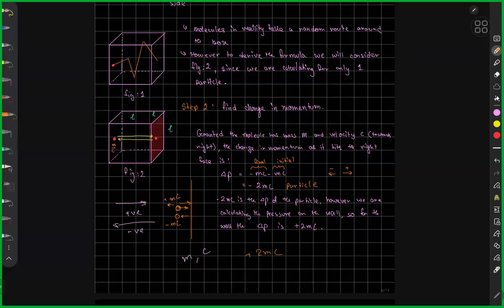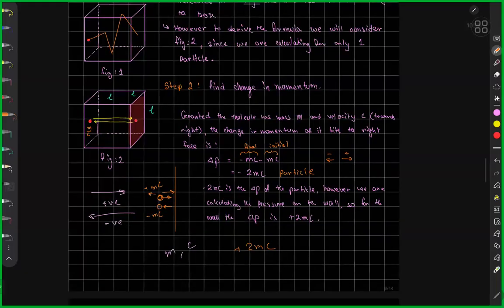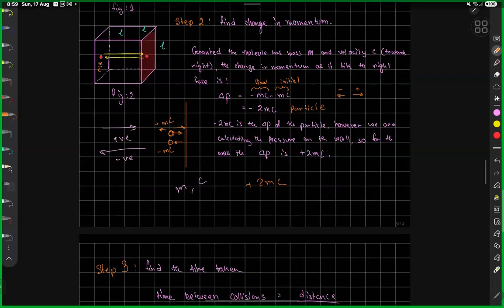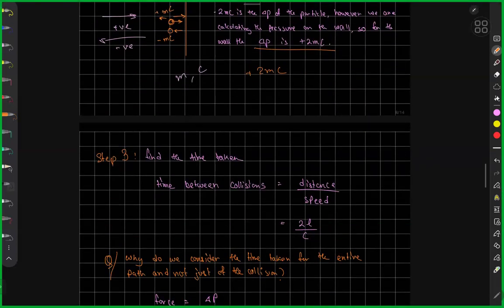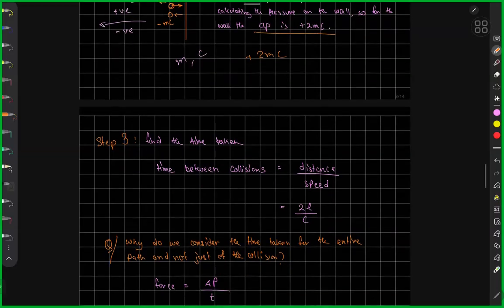So now moving on with that idea, I know the change in momentum of the wall. Let's now find the force on the wall. How do we find the force on the wall? Force on the wall is explained as impulse by time, or you can say change in momentum by time. This change in momentum we found out to be 2mc. And what is the time? Time of collision, right? That is usually what we take as the time.